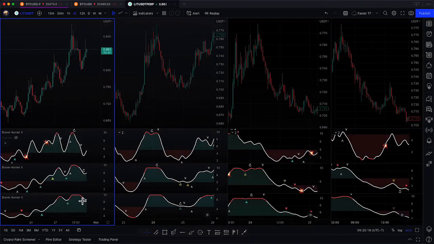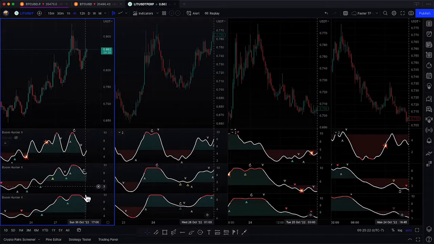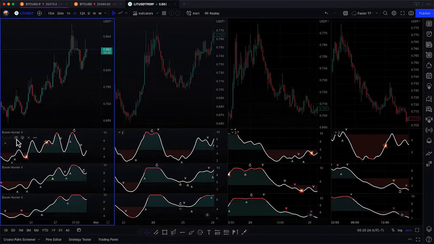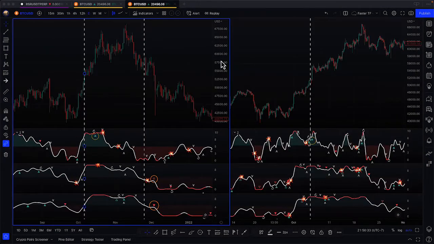As recommended, please use all three presets on your chart, and you can overlay Signal XL on Boom Hunter X presets 1 if you like, but it's not really important for today's lesson. We are all set up.